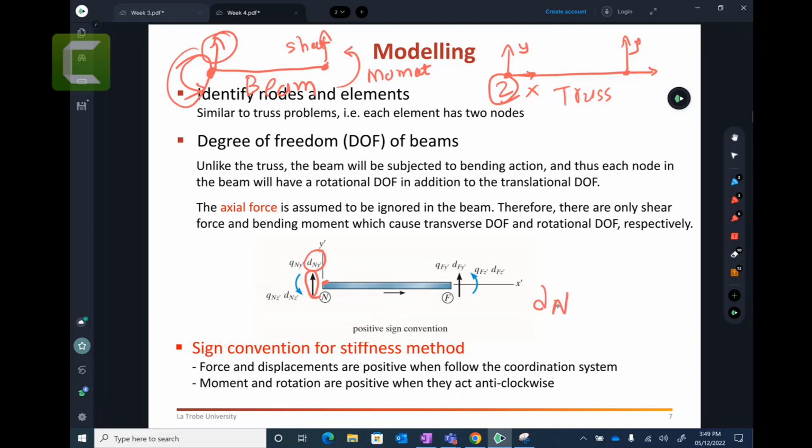D stands for displacement, N stands for near node. Now there are location vectors. You remember in the truss as well, we have location vectors. The tail of the location vector recognizes the near node. The head of the location vector recognizes the far node. Okay, so that's how you do it. So D stands for displacement, N stands for near node, Y stands for the vertical displacement in the Y direction, dash stands for the local axis, X dash Y dash, the local coordinate system. So I hope you understand the meaning of D, N, Y dash. That is how we are going to represent them.